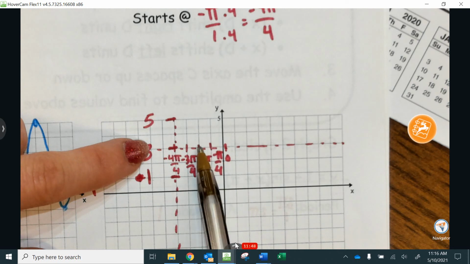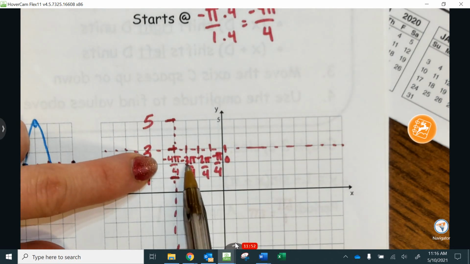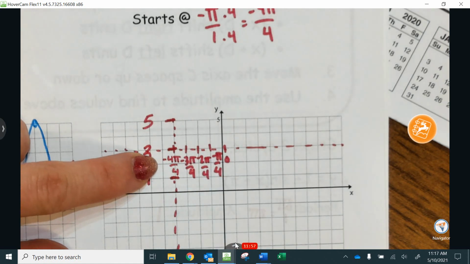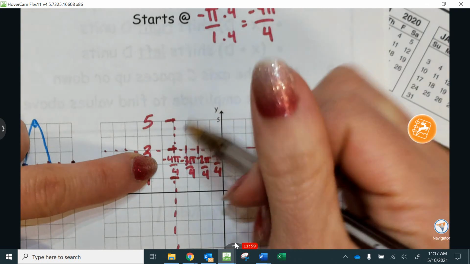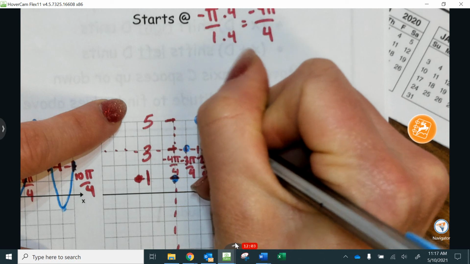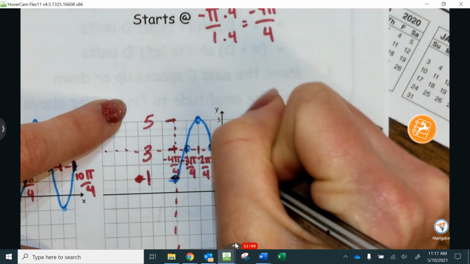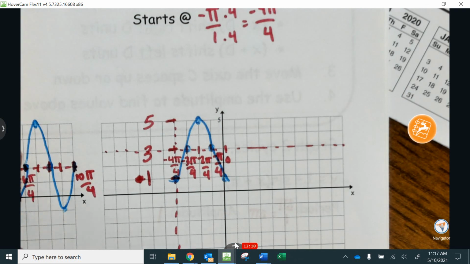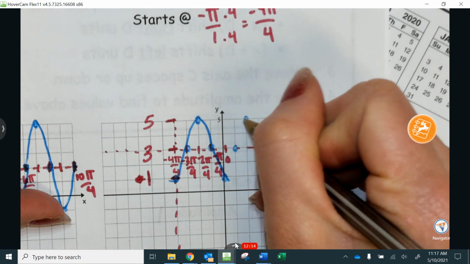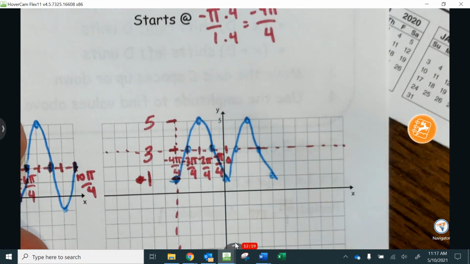I went backwards pi over 4 to get to negative pi over 4. And then 3, 2, 1, 0. 1, 2, 3, 4, 5 points. So cosine negative starts down. So there is my graph with 1 cycle. Remember, if it was 2 cycles, it wouldn't be much different. I just would keep going.